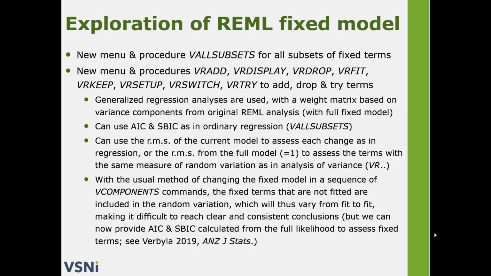But just as a footnote, we do now provide AIC and SBIC calculated from the full likelihood, as suggested by Ari Verbyla's paper last year in the Australian and New Zealand Journal of Statistics. So you can use AIC and BIC with the full likelihood if you want to use those to assess fixed models in an ordinary REML analysis. Just as a footnote, in the 20th edition we had screening tests with the fixed model, but not any of these other facilities that I hope you'll find useful.